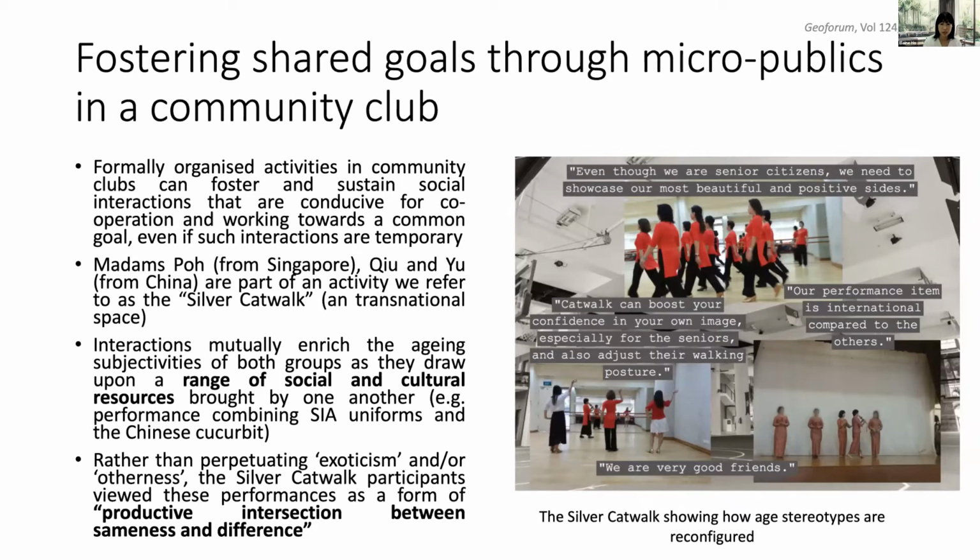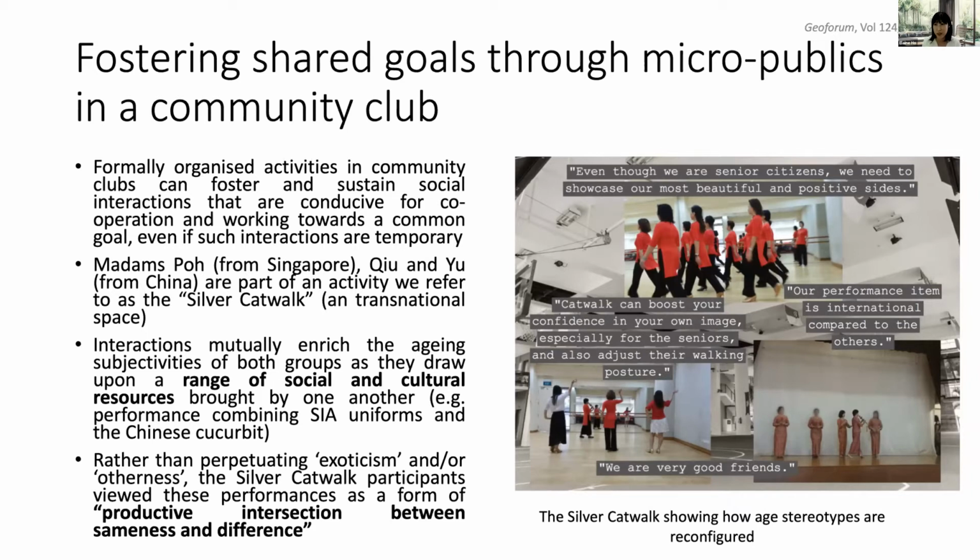And we found through our study that these kinds of activities, because they foster a common goal, they can actually sustain more in-depth social interactions that are conducive for cooperation. So this is actually an activity that we call the senior catwalk. So these are Singaporean and PRC seniors.